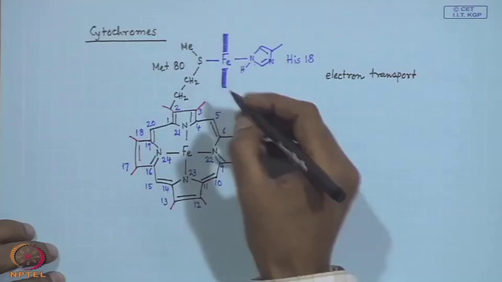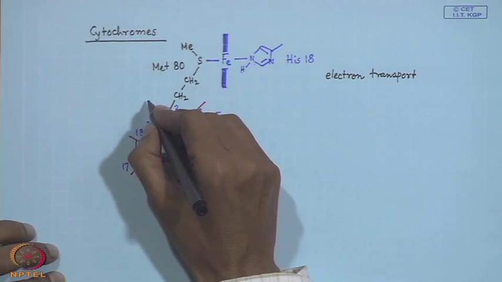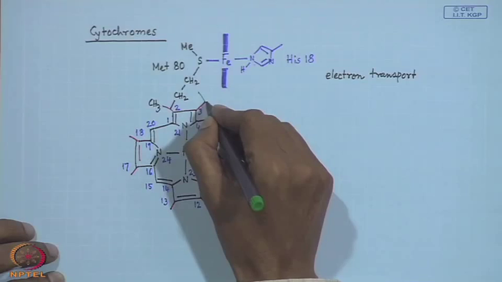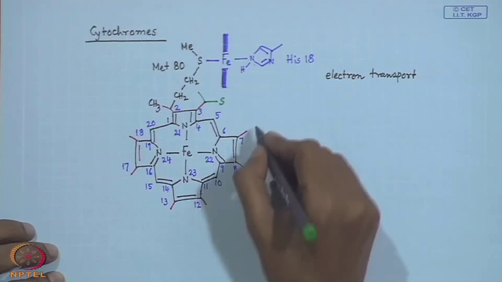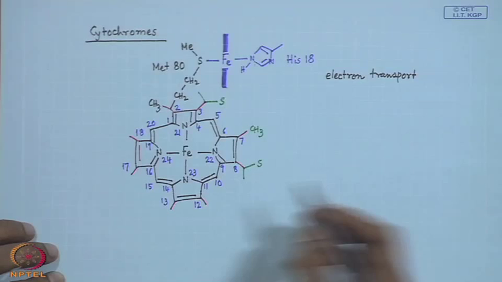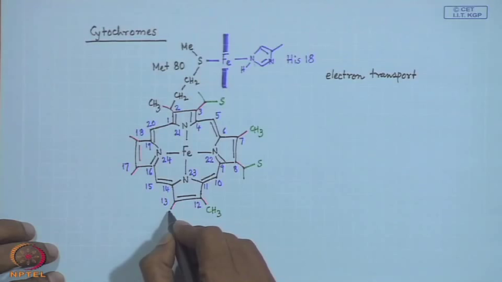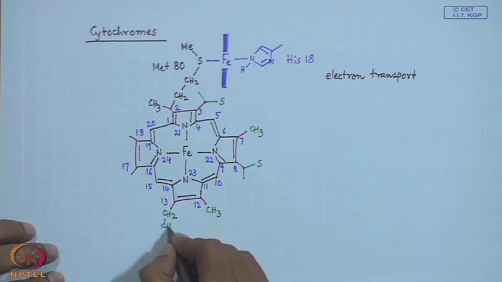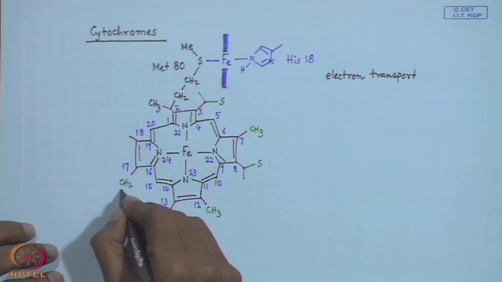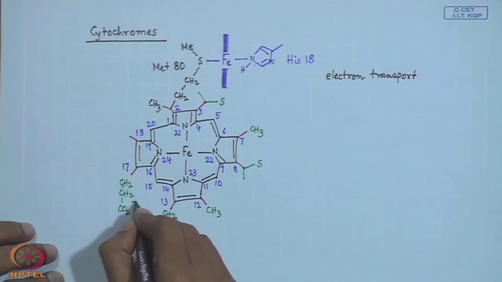So, when these particular cytochromes are there, you have one, the methyl substitution at number 2, then you get sulfur. This is methyl, this is also sulfur, this is CH2, that means the propionic acid function we all know from the hemoglobin and the myoglobin molecules. So, this is also a propionic acid. And this is CH3.